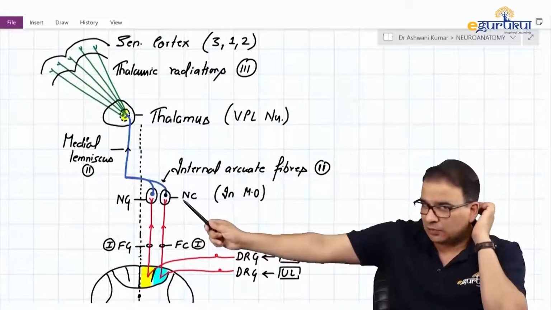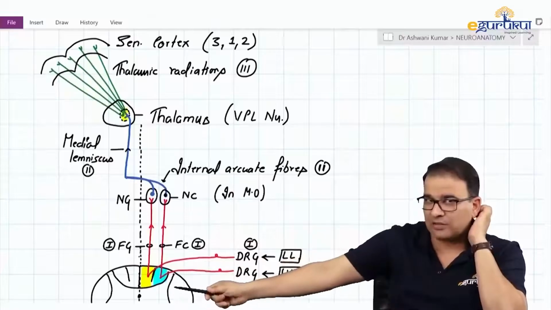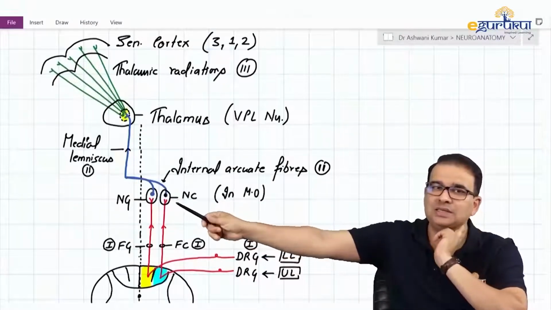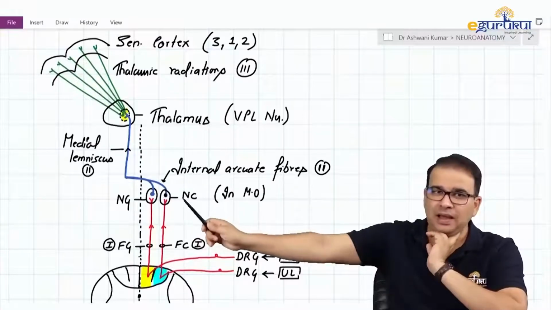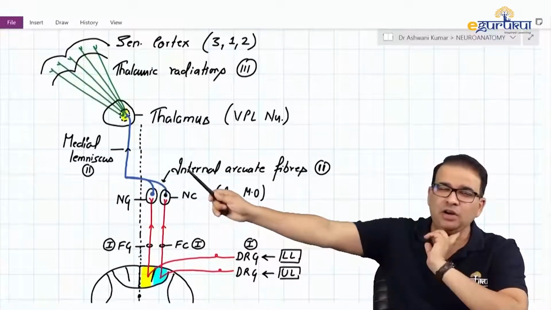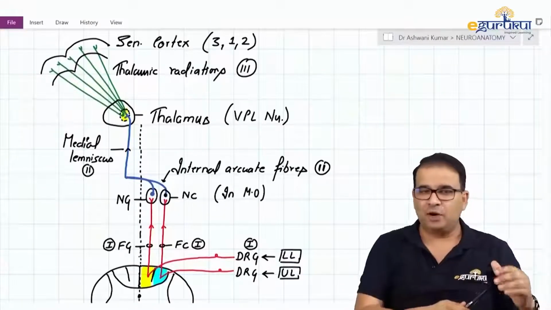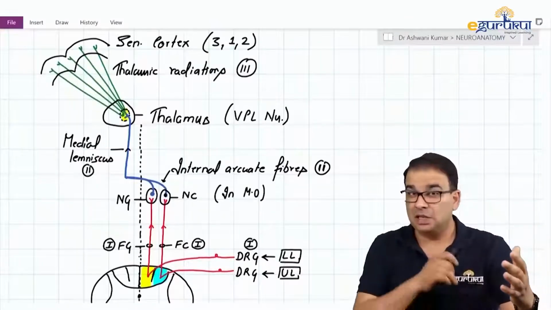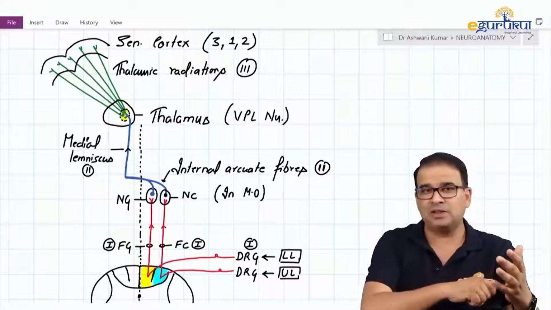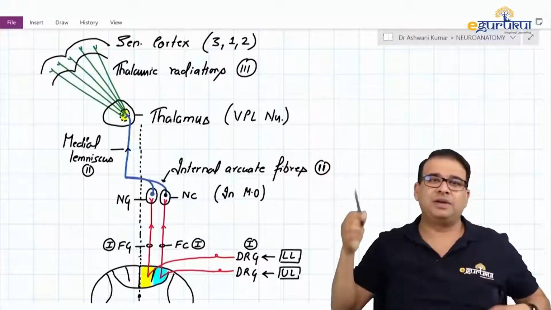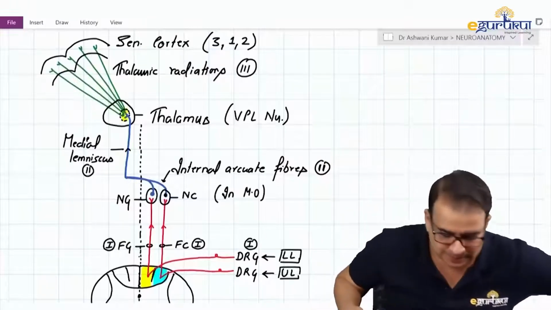And instead of relaying somewhere in the spinal cord, they found their nuclei in the medulla oblongata, which is nucleus gracilis and nucleus cuneatus. End of the first order neuron, second order neuron starts, forms internal arcuate fiber, goes to the other side, forms a lemniscus called as medial lemniscus, which is also joined by the anterior spinothalamic tract, relays into the VPL nucleus of thalamus, and ultimately thalamic radiation reaches the sensory cortex.